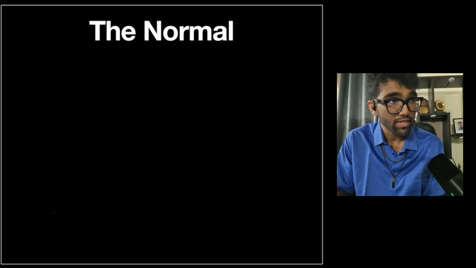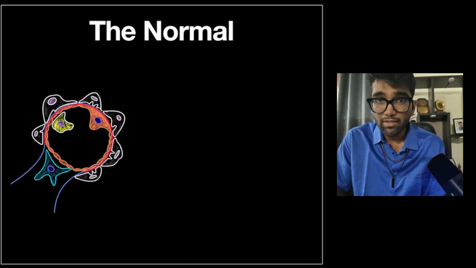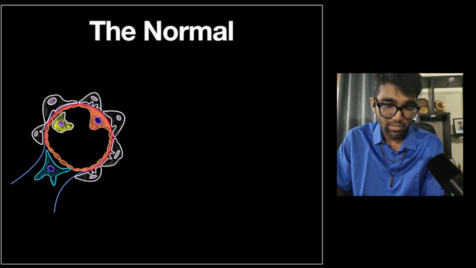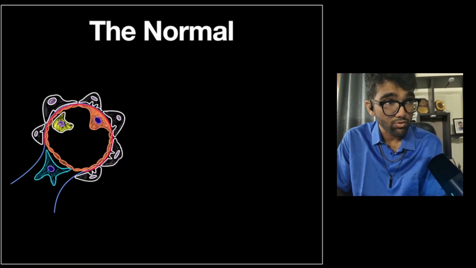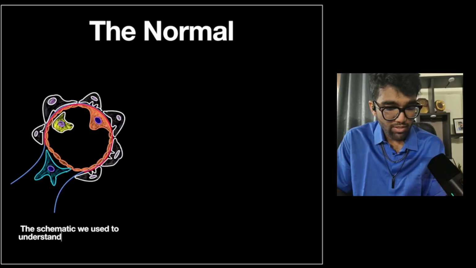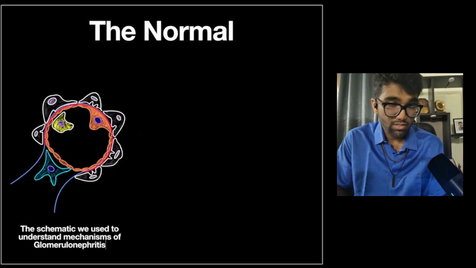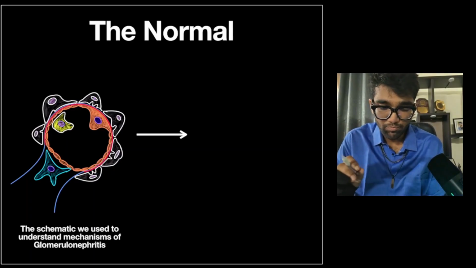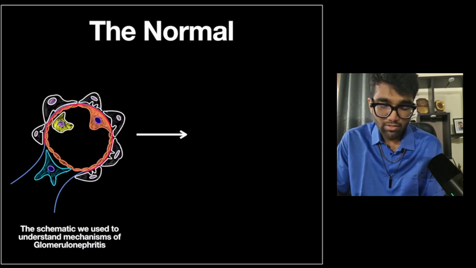So once we've gotten our bearings, let's see what I'm trying to do with this particular video. This is the schematic that we had used to understand the pathomechanisms of various glomerulonephritis and even nephrotic syndrome. In this schematic, as you can see, this is a cut section through one single capillary loop. But under the microscope, what we see in actuality is something like this.